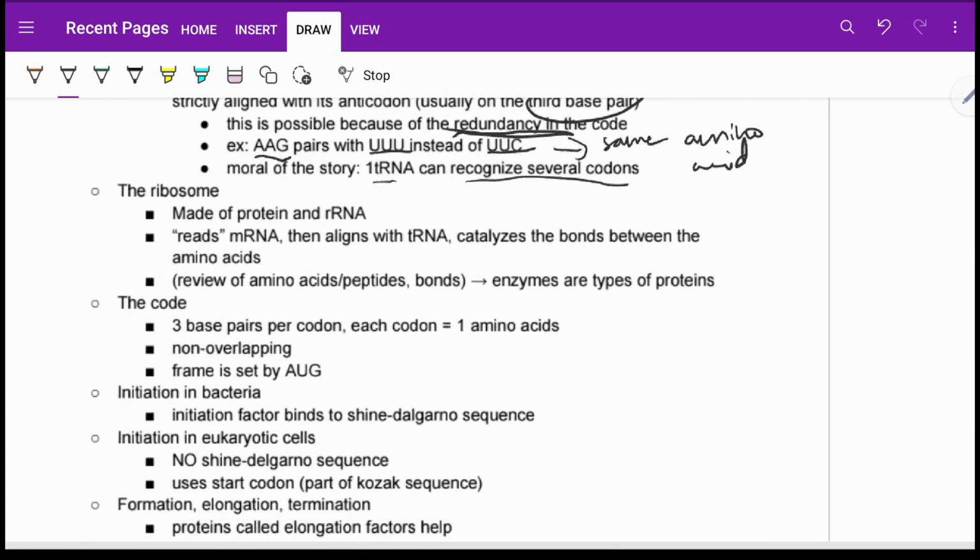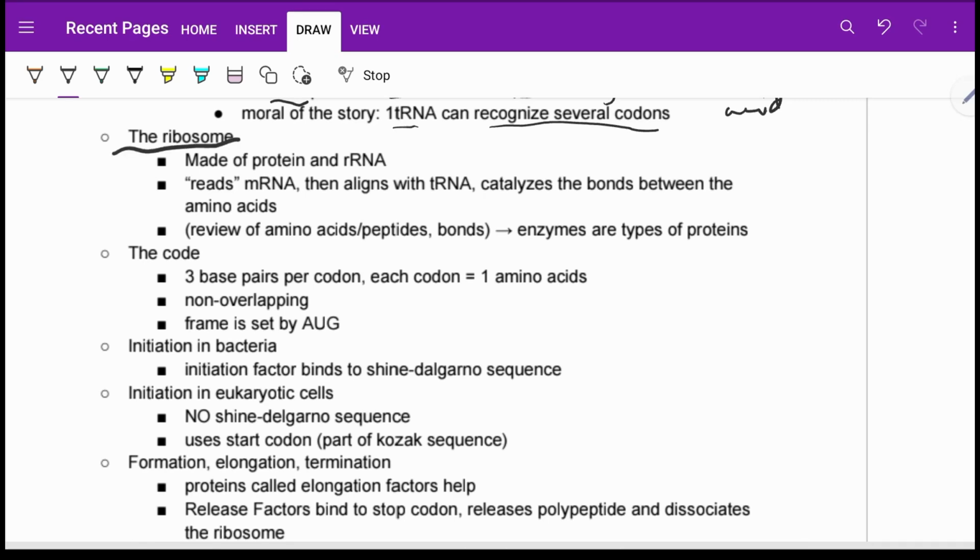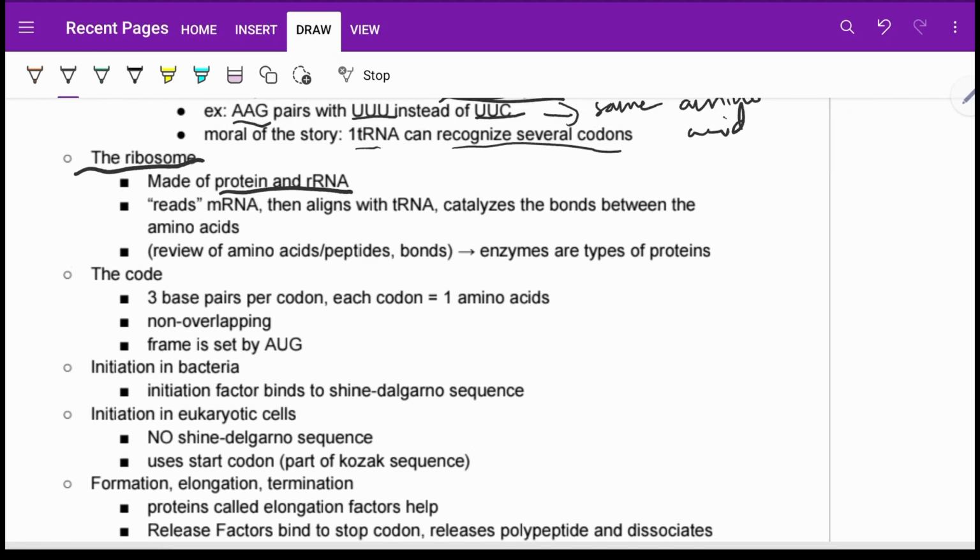Then we have the ribosome, which is made out of protein and rRNA. It basically reads mRNA, then aligns with tRNA, and it catalyzes the bonds between the amino acids. I just read off the notepad. Basically, this is the ribosome, this is the mRNA. It reads the mRNA and then says, okay, tRNA, come right over here. And then it will help polypeptide bonds form so that the amino acid chain can form. And that's pretty much its job, to create proteins.